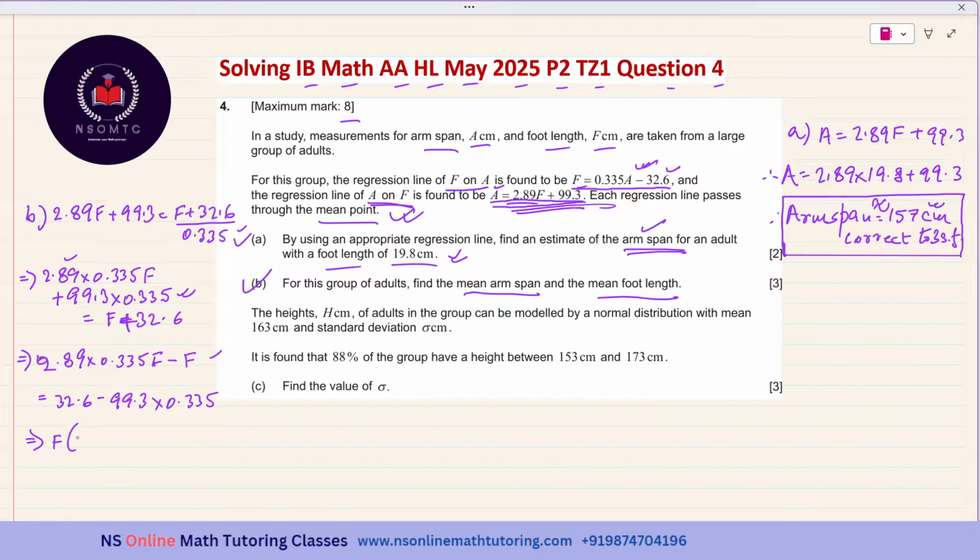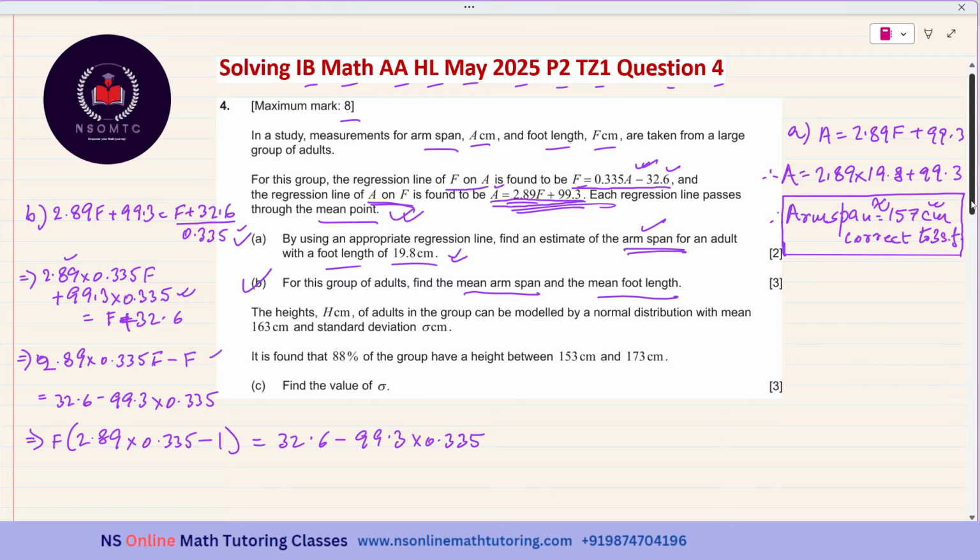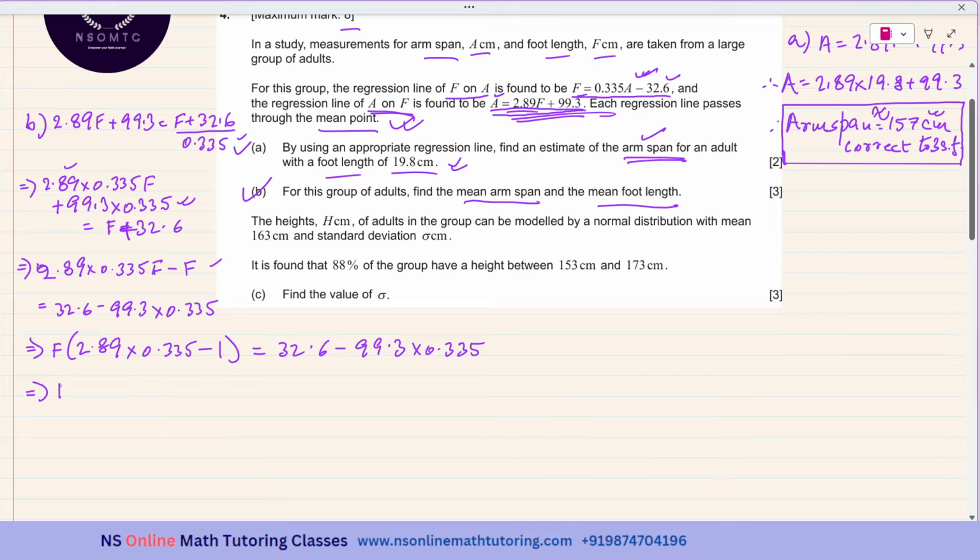And we can take out the F as the common factor from the left side. It is F times (2.89 times 0.335 minus 1) is equal to 32.6 minus 99.3 times 0.335, and so the expression for F will be equal to 32.6 minus 99.3 times 0.335, divided by 2.89 times 0.335 minus 1. Okay, we need the calculator.